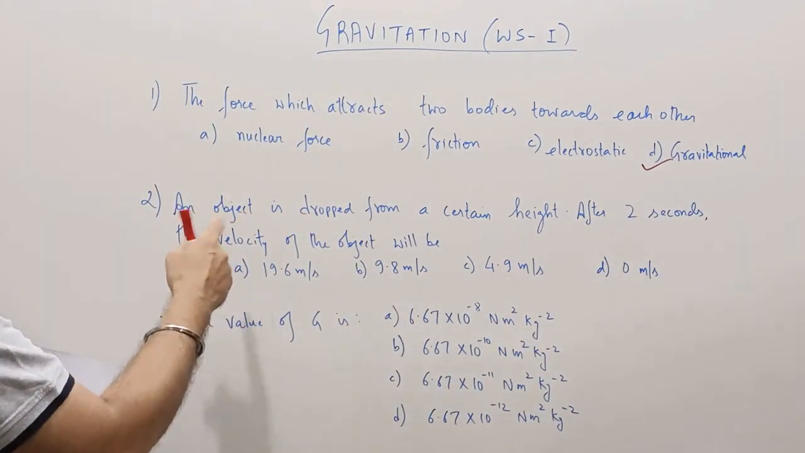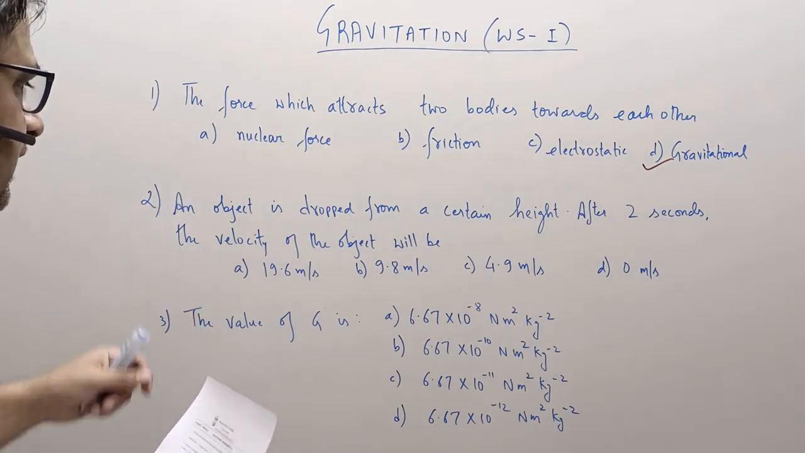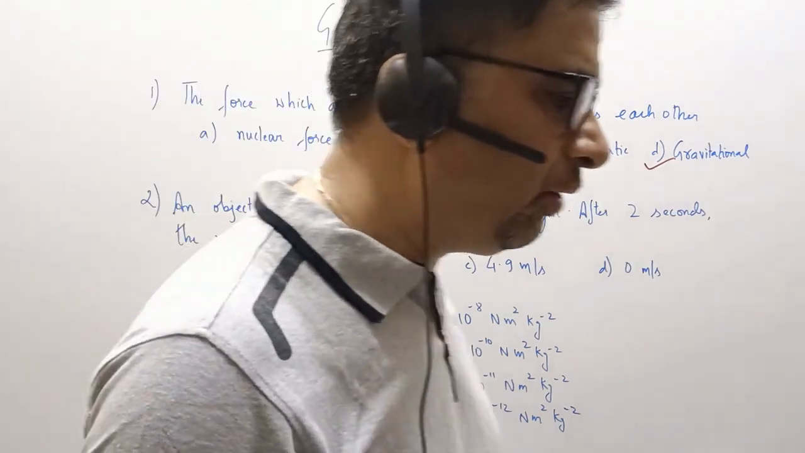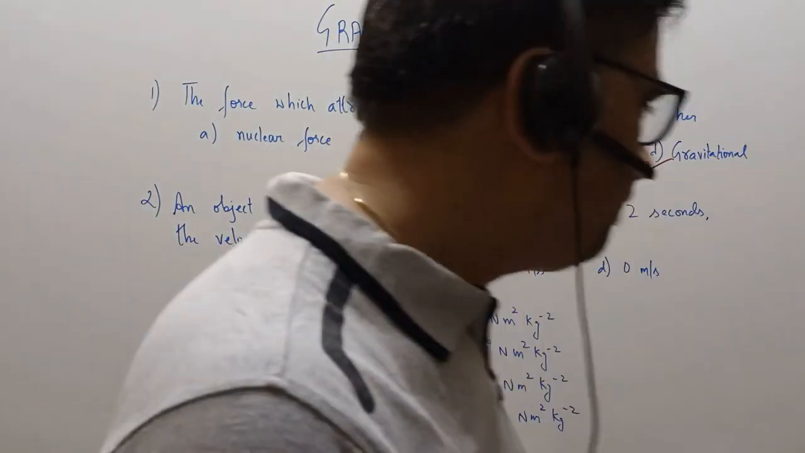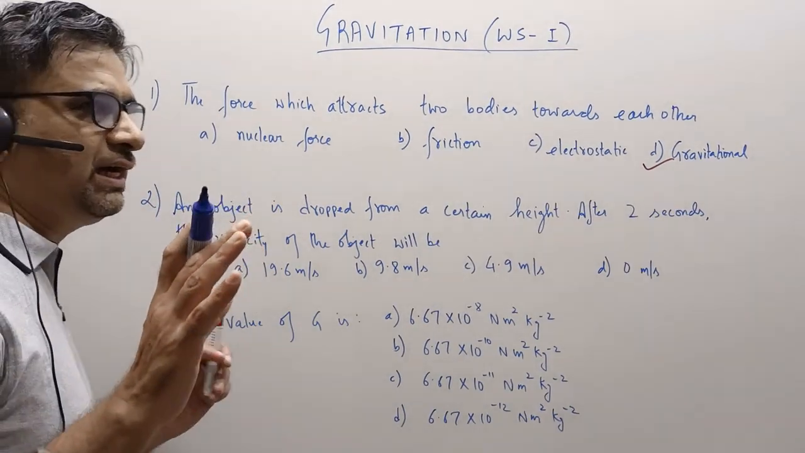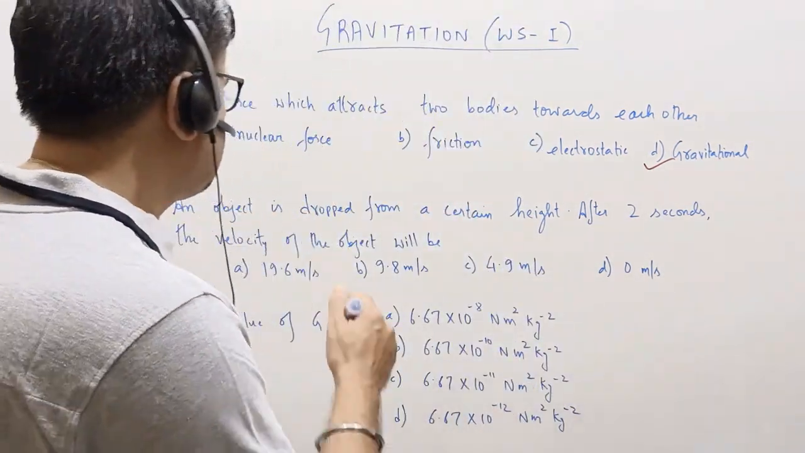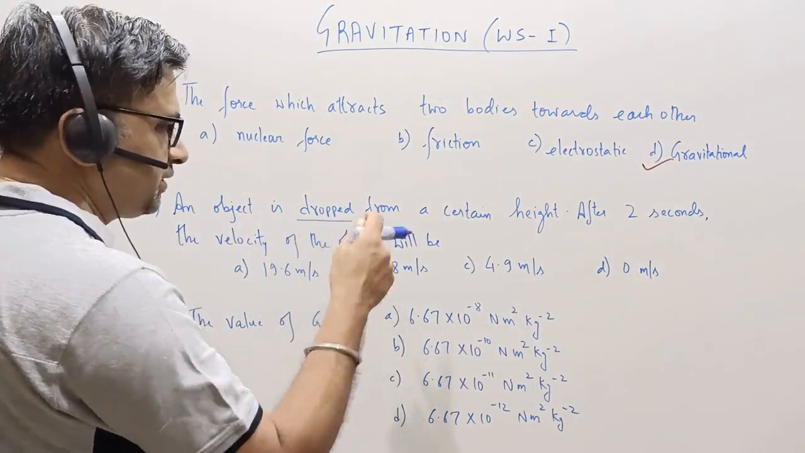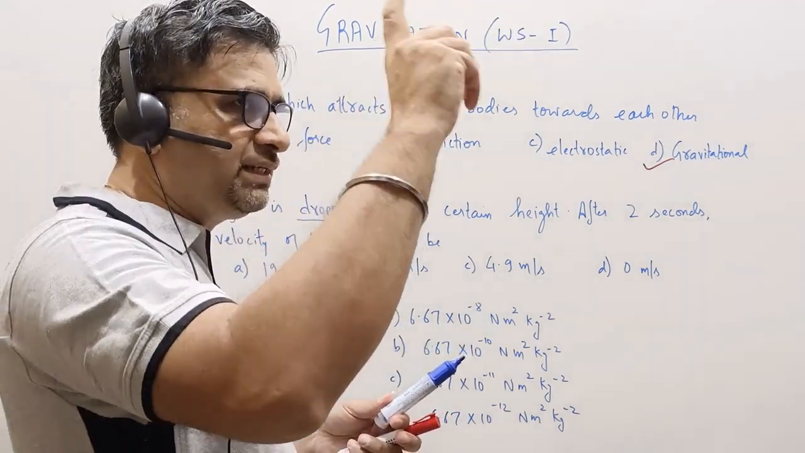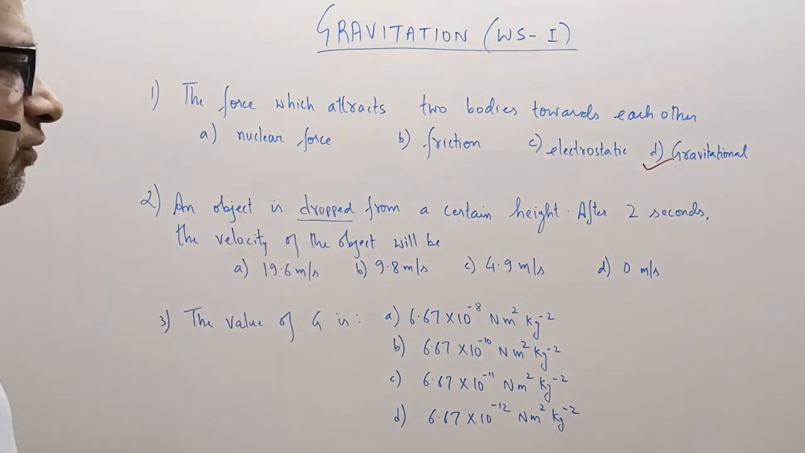The next one: an object is dropped from a certain height. After 2 seconds, the velocity of the object will be. Now, this is a simple question, but it just needs us to have the keys right, keys in the sense the keywords. So in this case, the object is dropped. Mind you, it's not thrown, it is just dropped. That makes a difference. So in this case, it is dropped, which means we are talking about a free fall.